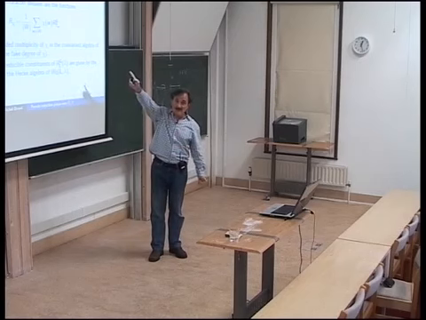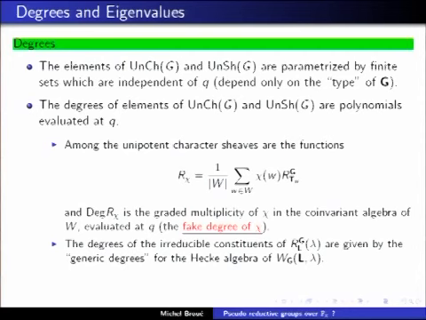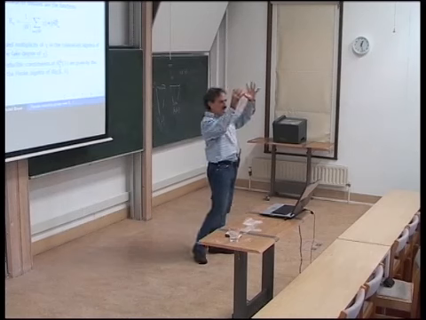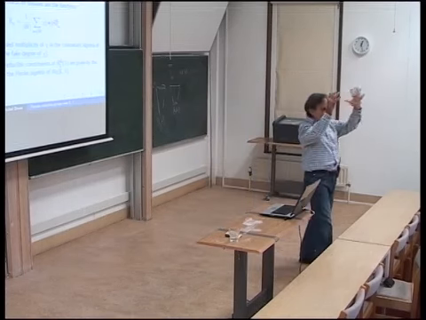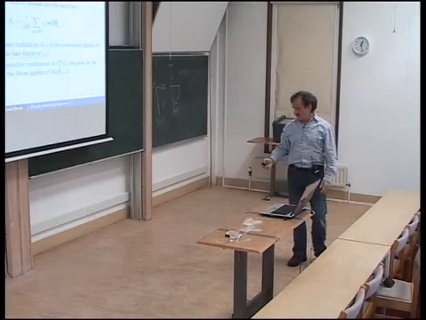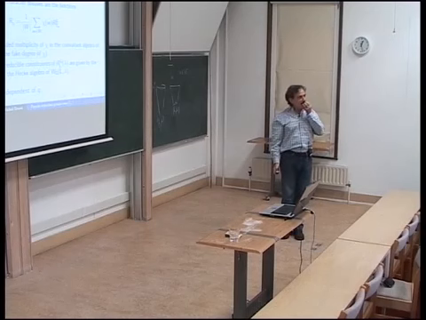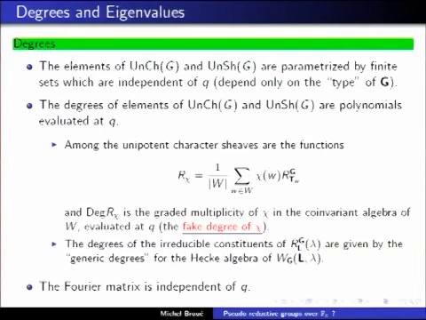So remember, we have degrees, we have these fake degrees, and finally the degrees of the irreducible constituents of the induced module from L and lambda in this Harish-Chandra theory are given by the generic degrees of the Hecke algebra. You know that Hecke algebras have a generic version and they have generic parameters, generic meaning that they are polynomial in Q, and so they're computed by this means. And finally, this is also a consequence of Lusztig's work, the Fourier matrix. The Fourier matrix, linking the unipotent characters and the unipotent character sheaves, is independent of Q. You saw it. There were matrices in.